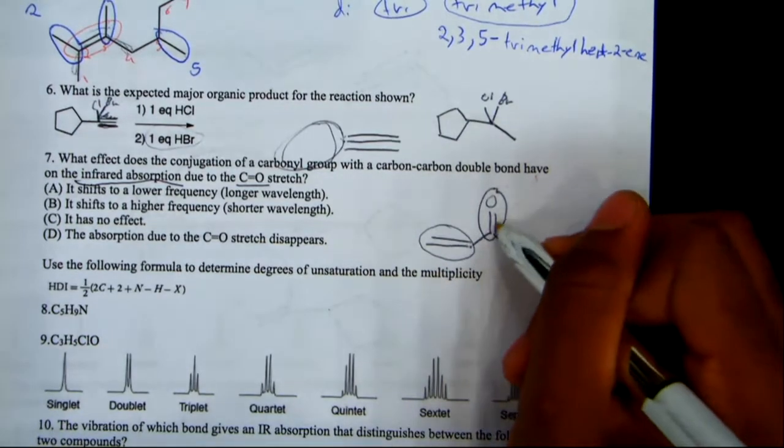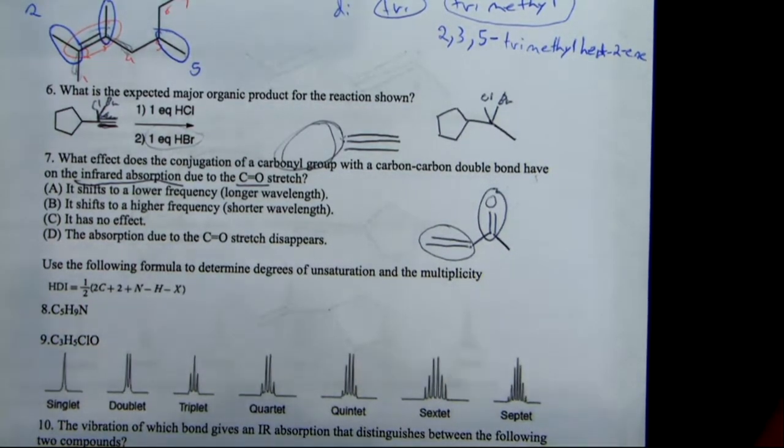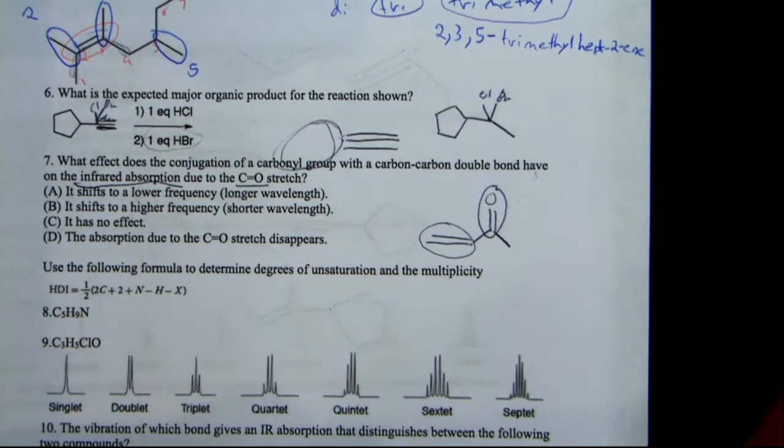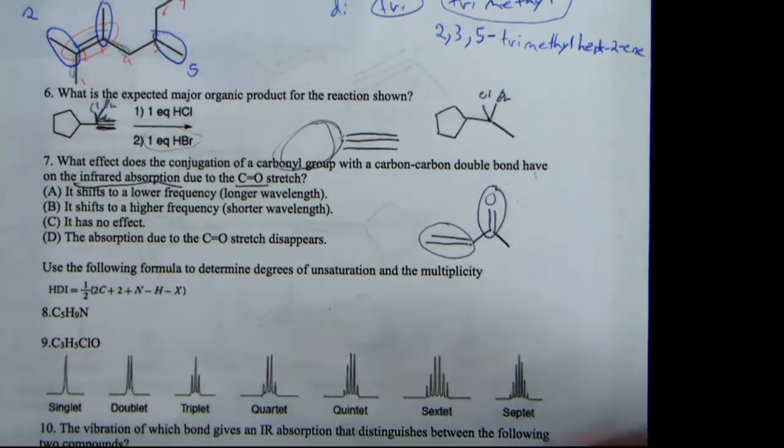If you form a double bond adjacent to this carbonyl, it would shift to a lower frequency. That's just what conjugation does. So if you were sitting originally at, like, a ketone at 1700, I believe it is, then that goes to 1650. A ketone is around 1700, and whether it's conjugated or not, it'll either lower by 50, or it'll stay where it is. So that's what that's saying.